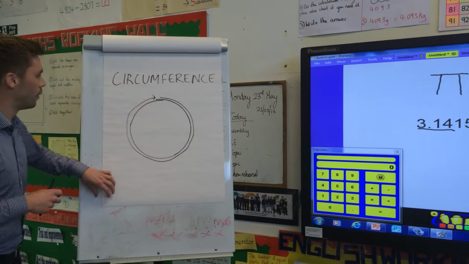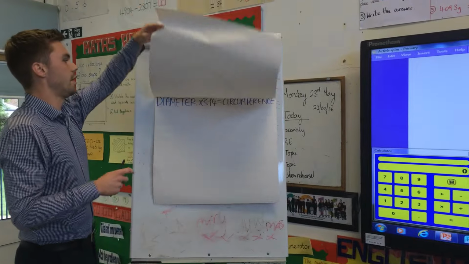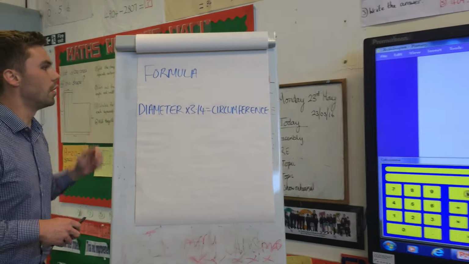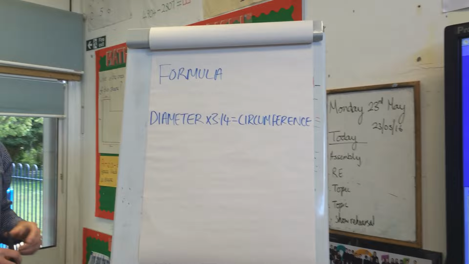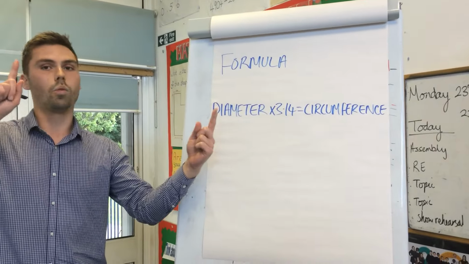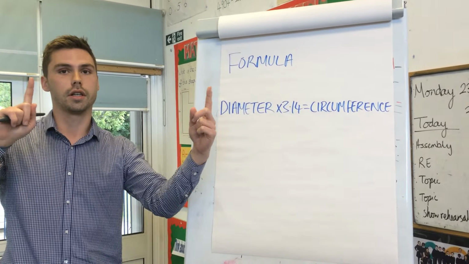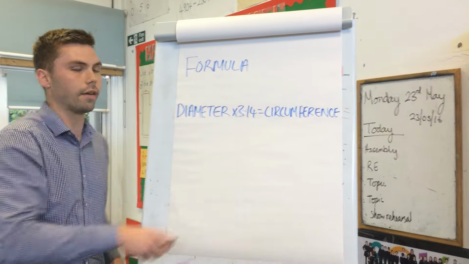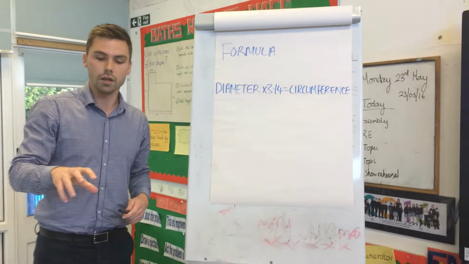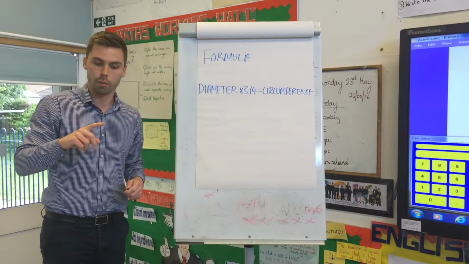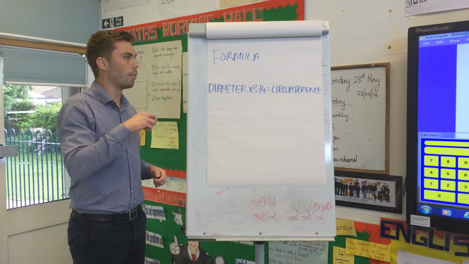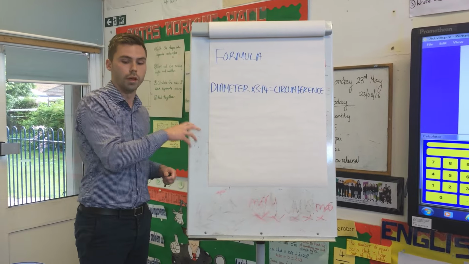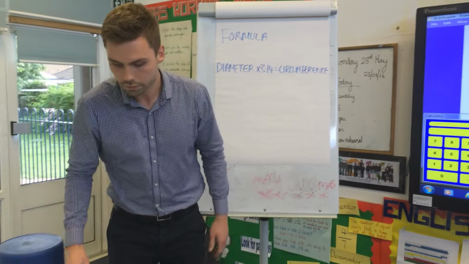When we're trying to find the circumference, this is the formula we're going to be using. So it's the diameter of the circle, which is the distance from one edge to the other edge of the circle, times pi, 3.14, and that's going to give us the circumference. So I'm going to really quickly show you one circular object. I'm going to find the circumference of that using this formula, and that's what we're going to be doing tomorrow.